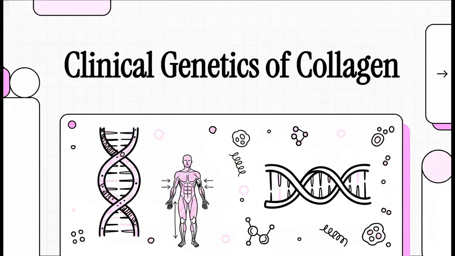Today, we are going to decode the architectural blueprint of the human body and look at exactly what happens when that genetics blueprint goes fundamentally wrong. Honestly, if you've ever wondered how biological tissues can withstand a literal lifetime of tension, weight, and movement without just falling apart, you are absolutely in the right place.